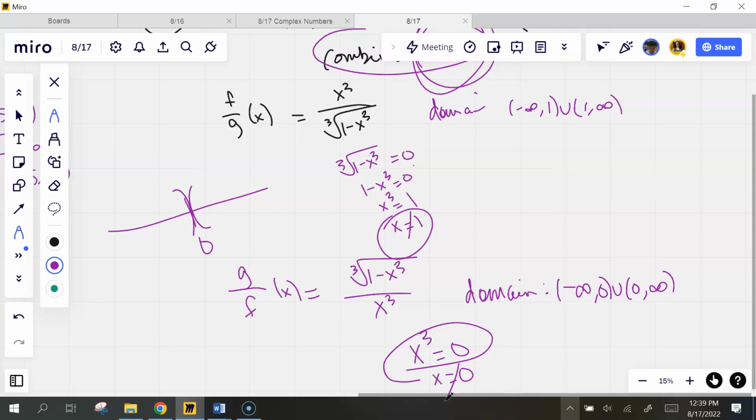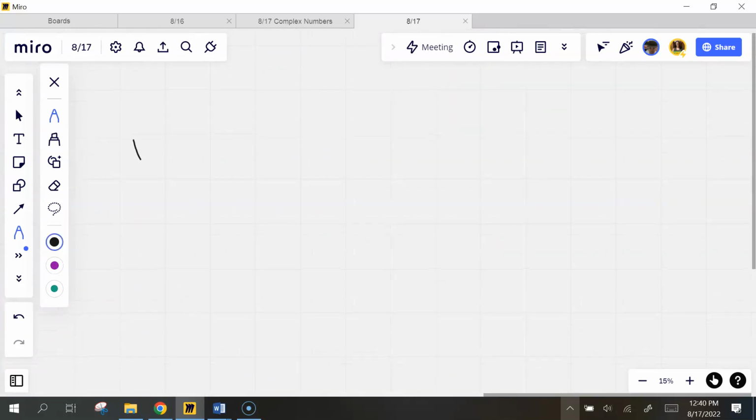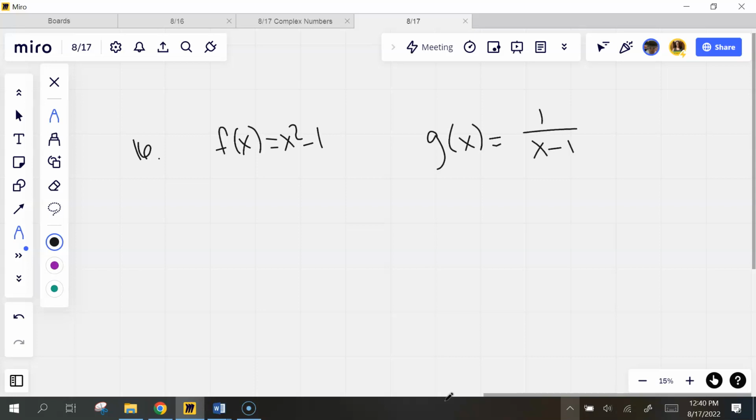Y'all tracking with me now? I have to do the composition. Okay, well give me one. 16. f of x equals x squared minus 1, and g of x equals 1 over x minus 1. And it asks me to find f of g of x and g of f of x and to state the domain.